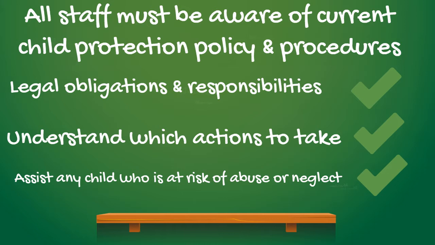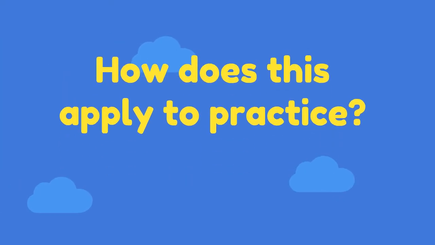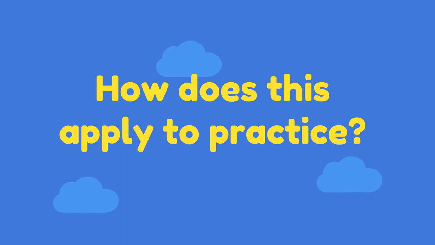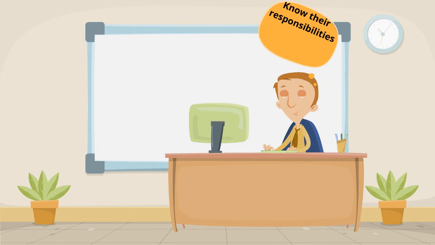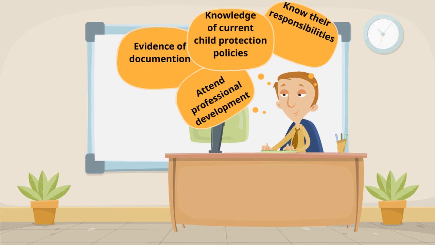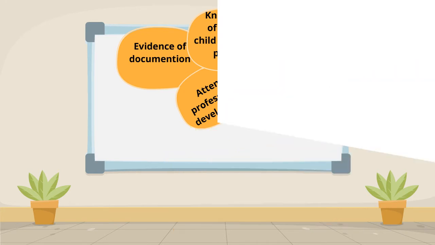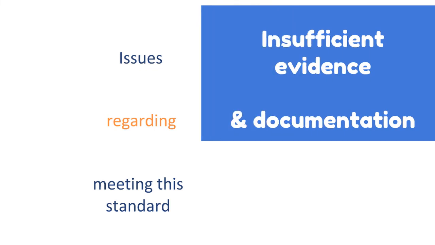In practice, educators will demonstrate they are well informed of child protection policies, including centre-specific policies and procedures. They will know their responsibilities and the particular protection needs of the children in the service. Services and educators may attend professional development and will have evidence of documentation. Issues can arise when there is insufficient evidence that services and educators are keeping records related to child protection. In addition, lack of training or knowledge of current child protection requirements will severely affect services meeting this standard.